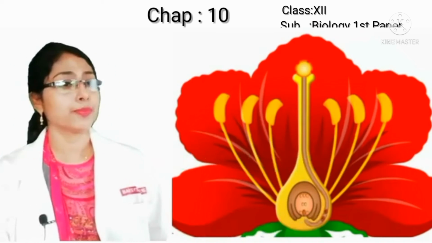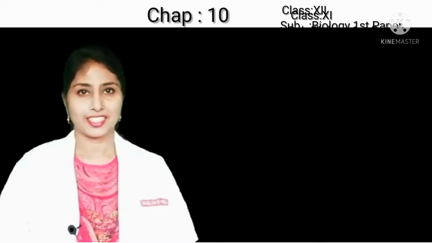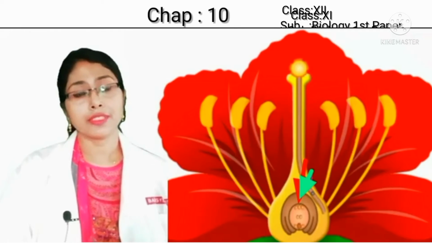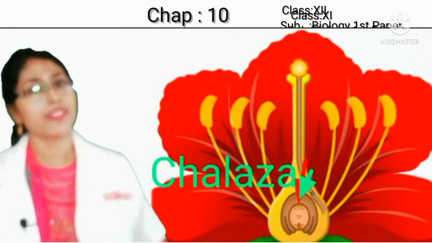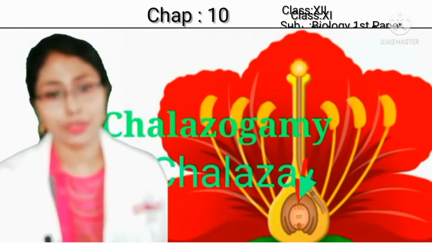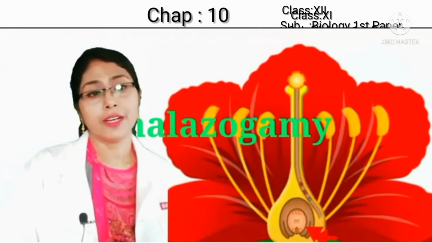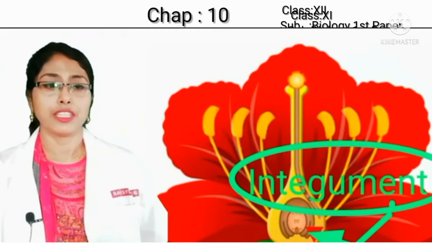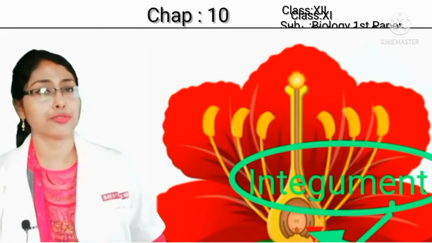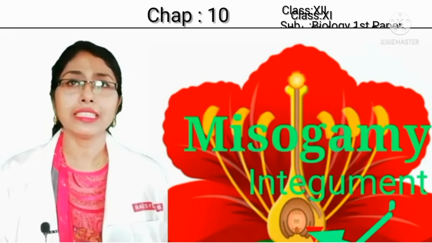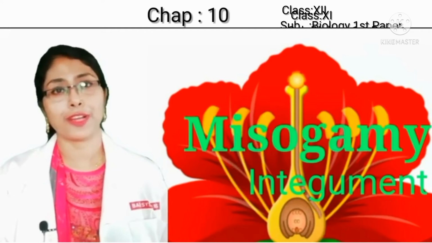And if the pollen tube enters into the embryo sac through chalaza, then this process is called chalazogamy. And if the pollen tube enters into the embryo sac through integument, then this process is called mesogamy.